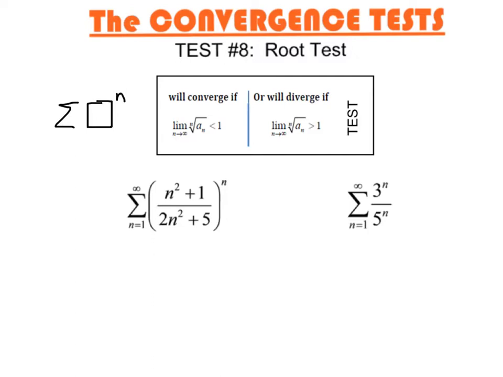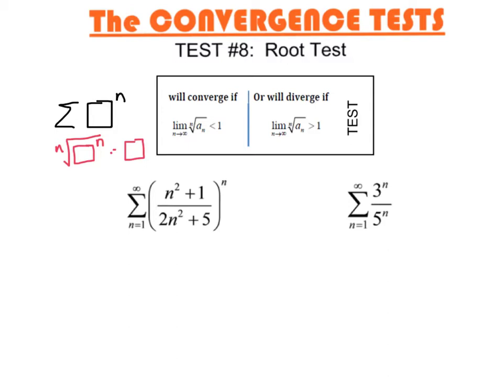It's kind of an offshoot of geometric. So we call it the nth root because it essentially says if I take the nth root of that box to the n power, then all I get out is that box. And if that box is less than 1, then it converges. You'll notice it diverges if it's greater than 1, but if it's equal to 1, we have to use a different test.